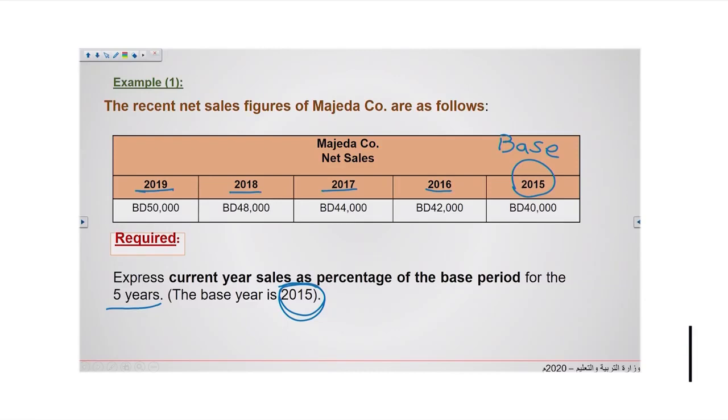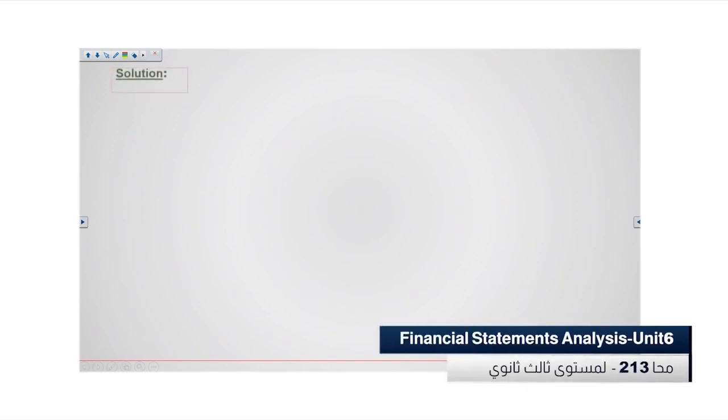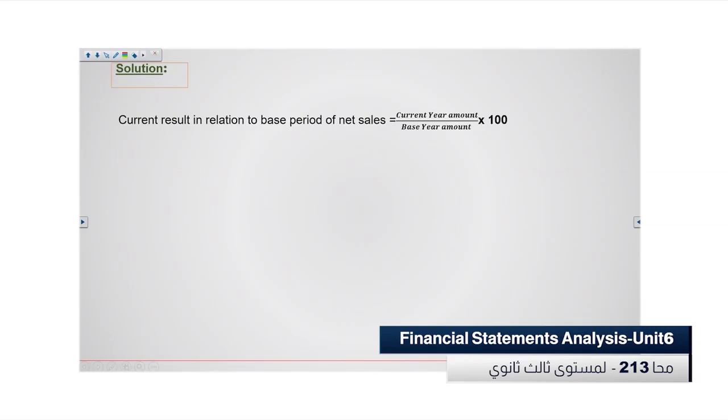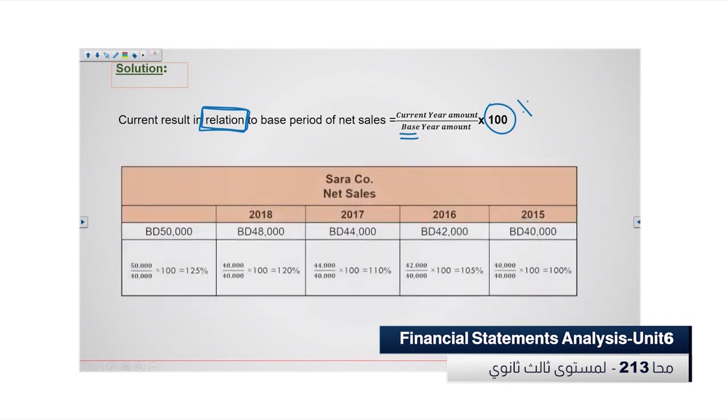Let's see the answer. The formula says current result in relation to base period of net sales. Relation. Okay, relation. So what is the formula? Current year amount over base year amount multiplied by 100 to get the percentage. Okay, current year over the base year multiplied by 100.